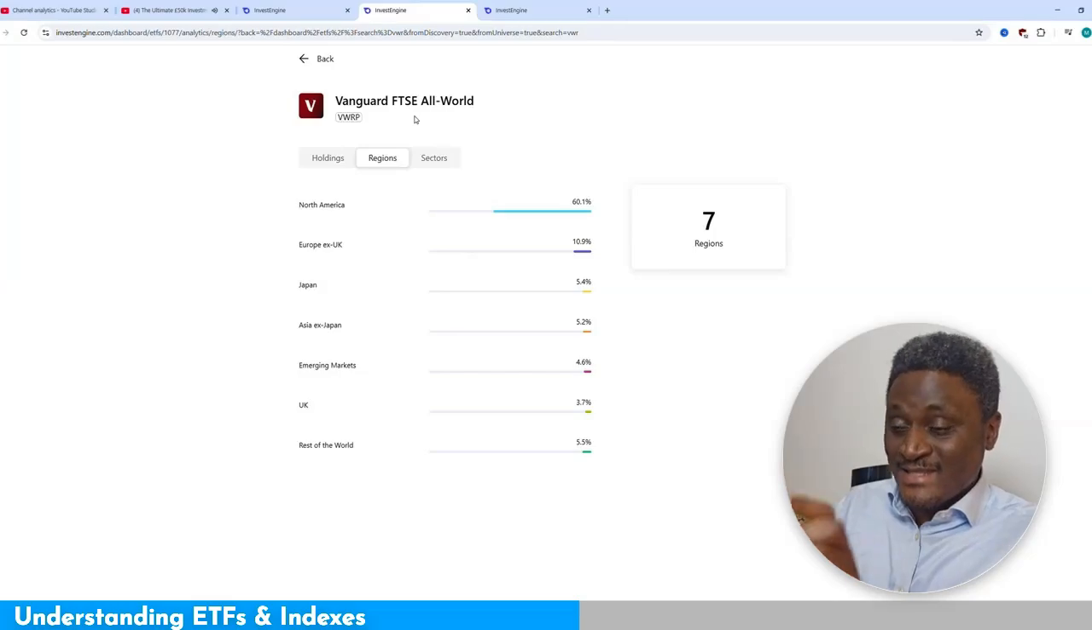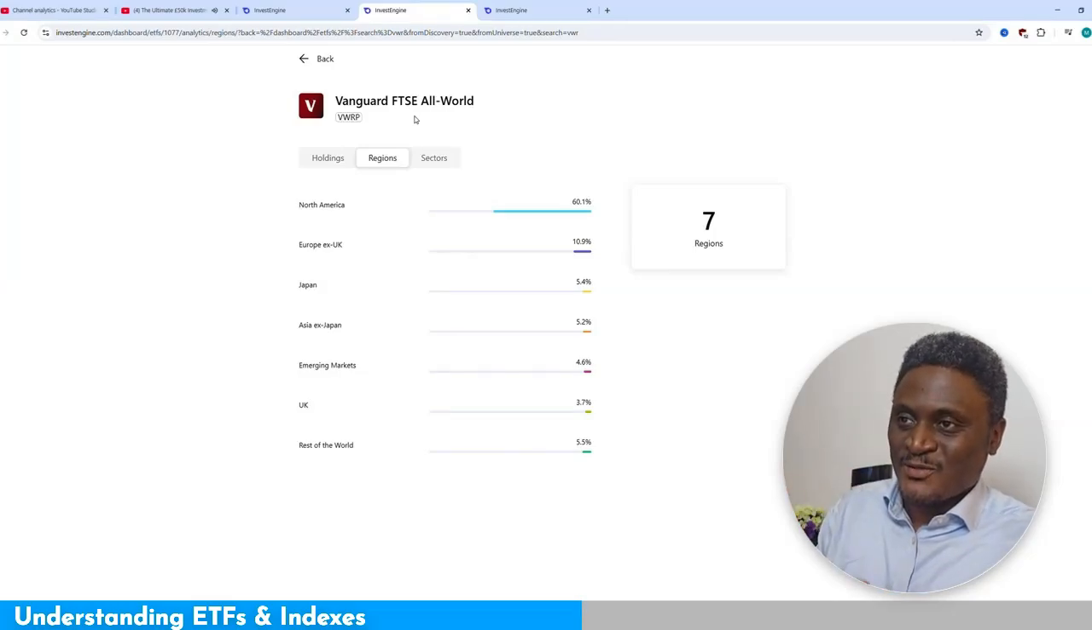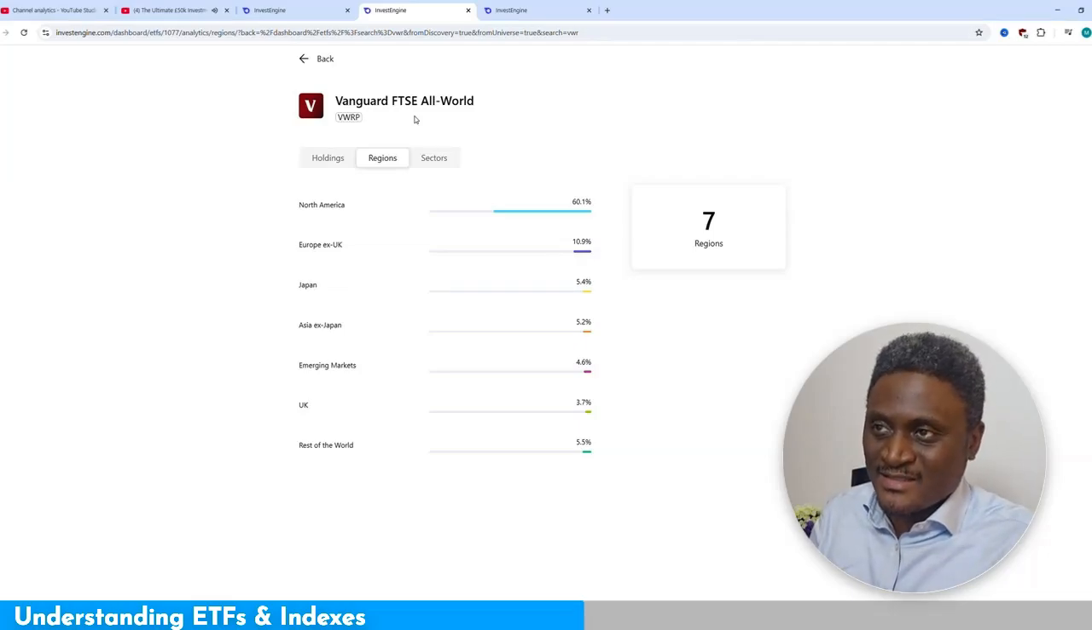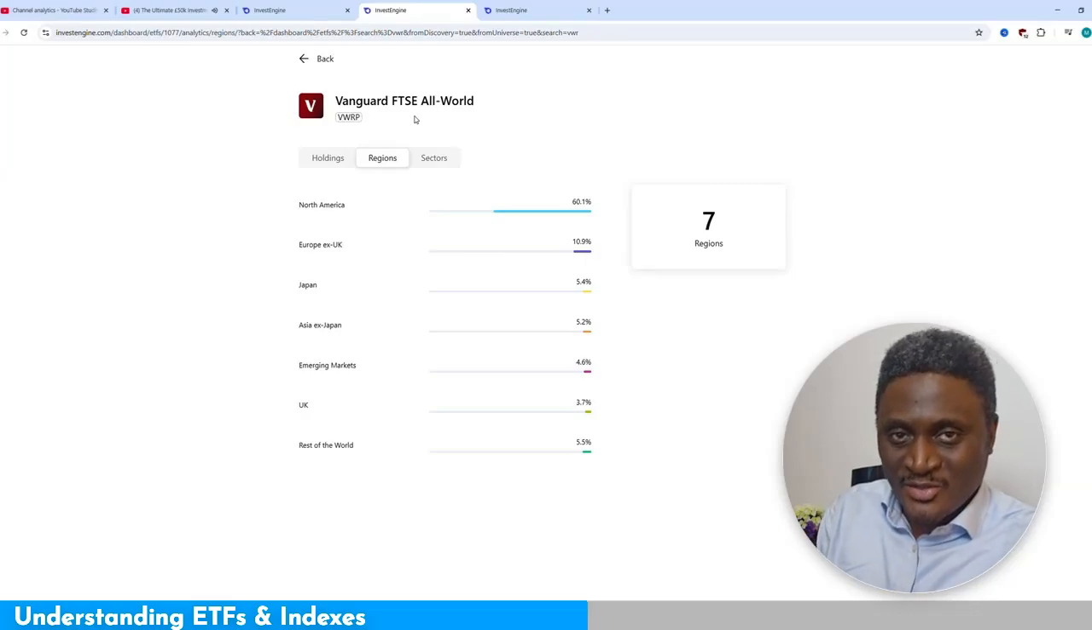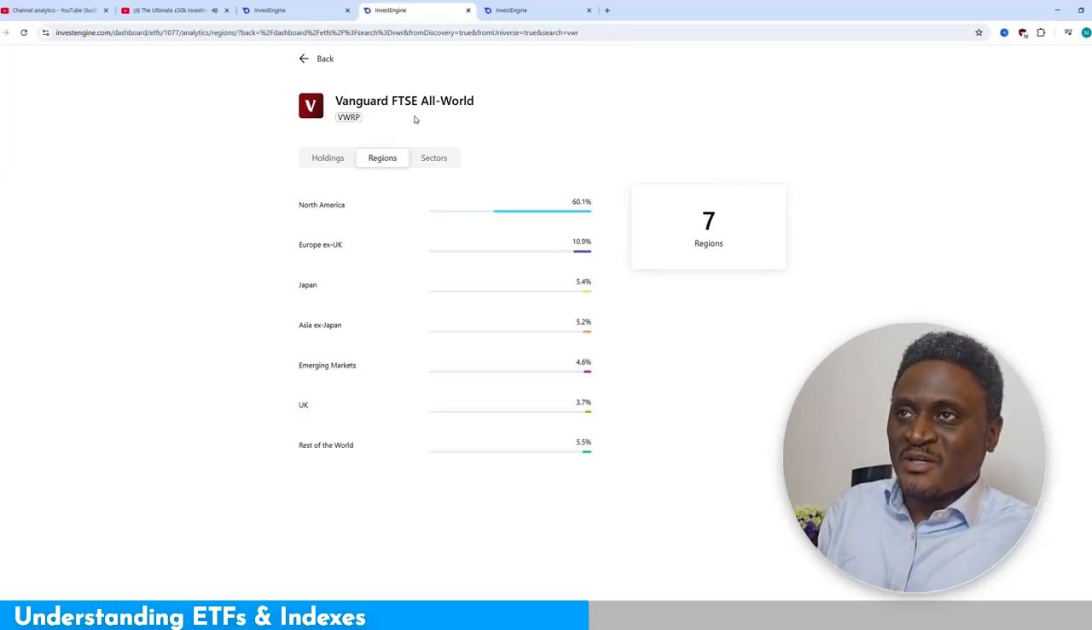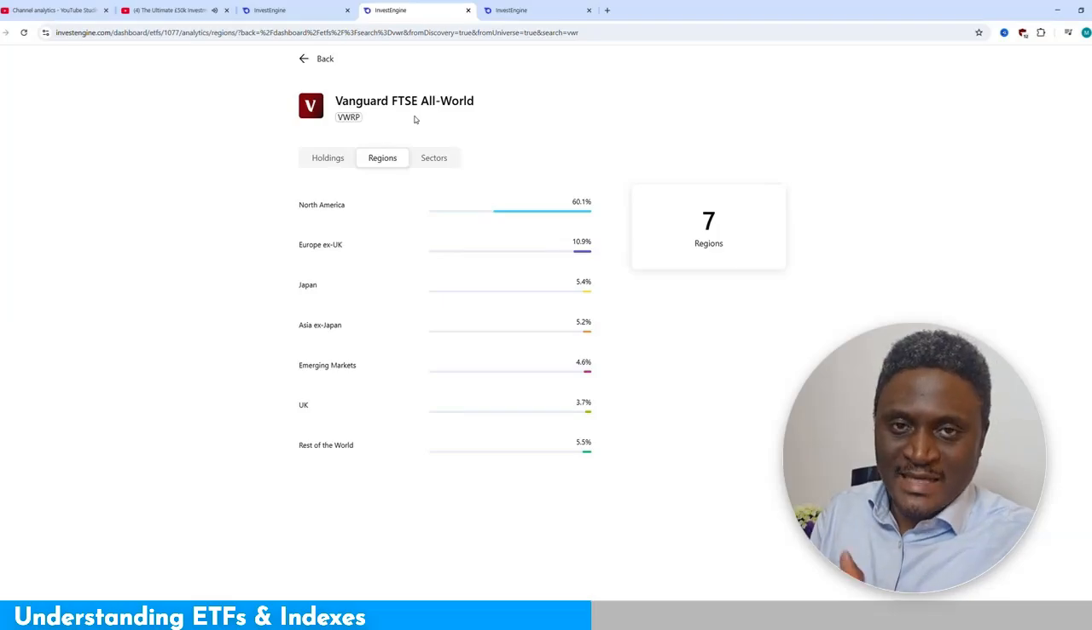An index is basically the list of companies with percentages of their weighting within that list. So S&P 500 is an index that looks at the top 500 companies in the US. FTSE 100 is an index that looks at the top 100 companies in the UK. This VWRP is an index that looks at large and medium-sized companies across the whole world. Roughly between 2,000 and 3,000 companies.